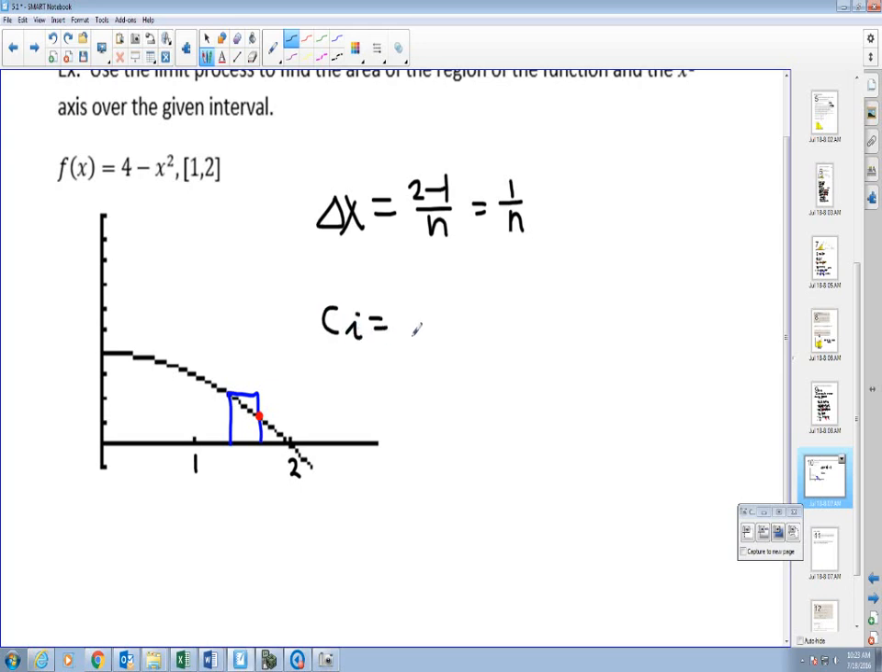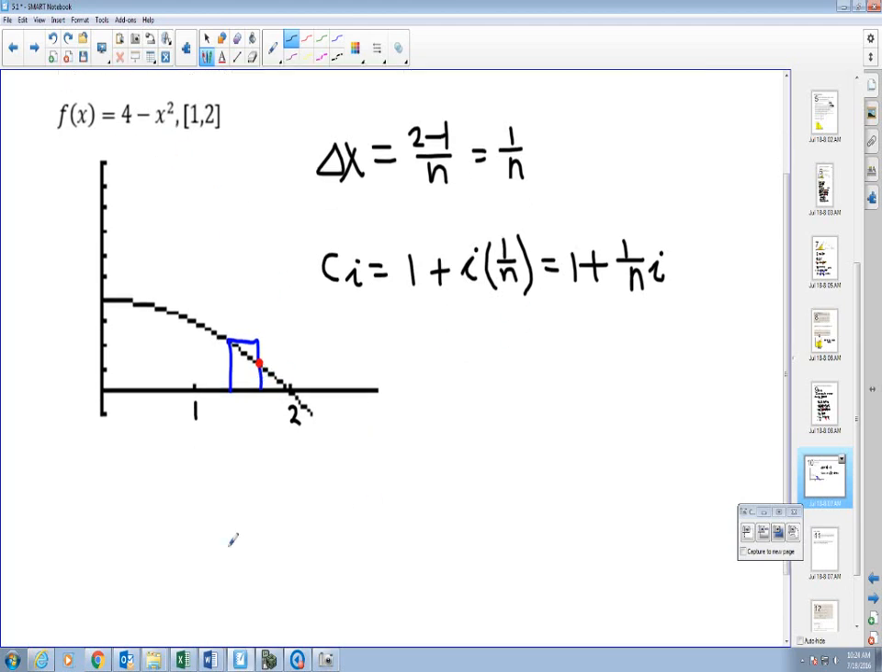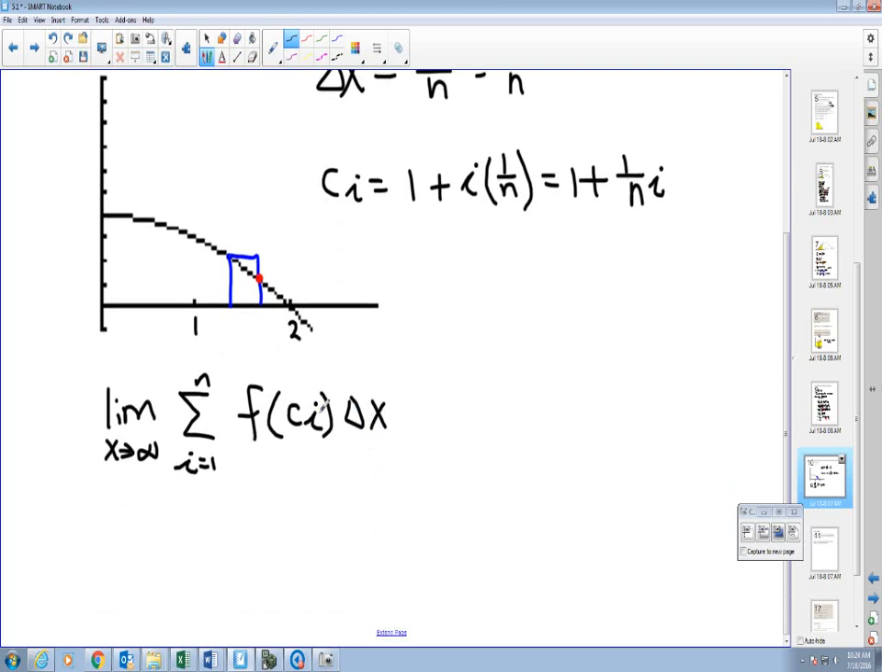Okay, so my c sub i would be a plus, a is 1, plus the ith subinterval times delta x, 1 over n. So it would just be 1 plus i over n. Alright, so that's what that point is. I'm going to plug this point into my function and take a limit of all the summations. So this is any given c sub i in the ith subinterval. The limit of the sum from i equals 1 to n of f of c sub i times delta x. So this is using the definition of limits.